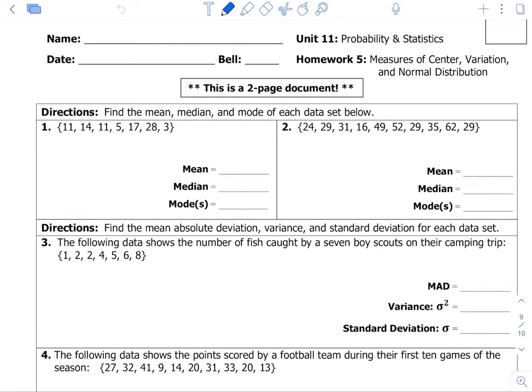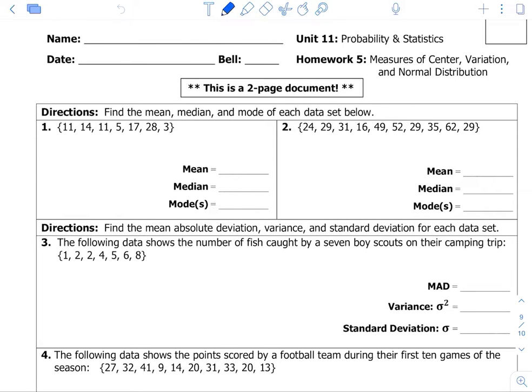Here's your homework on measures of center, variation, and normal distribution. Make sure you take a look at that lecture, because it's me explaining and giving an introduction to this topic. So let's look at question number 1. We have to find the mean, median, and mode of each data set below.